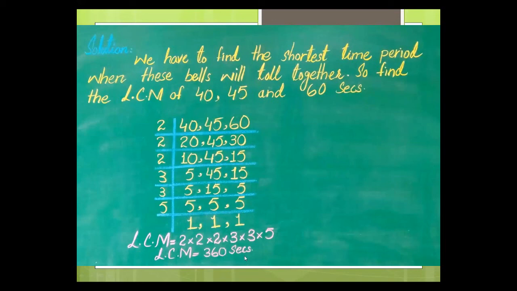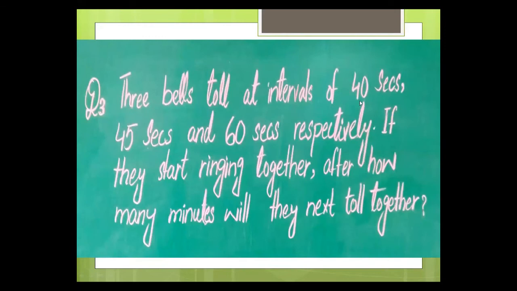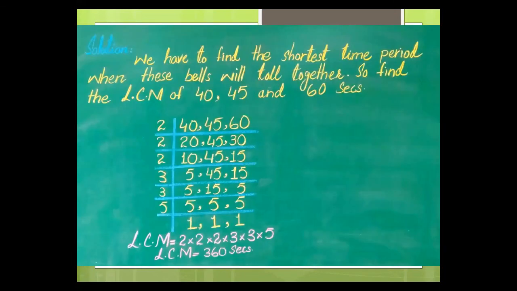And why do we use seconds over here? Because in the question you see that they use the unit of time, which is seconds. Then we should take the answer in seconds also. So the LCM of 40, 45 and 60 is 360 seconds.